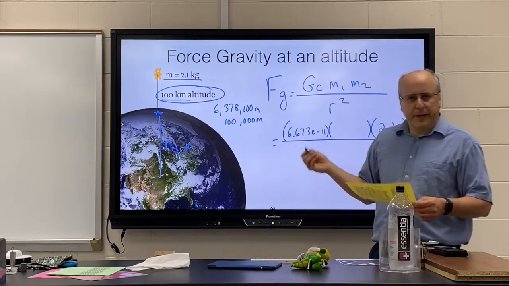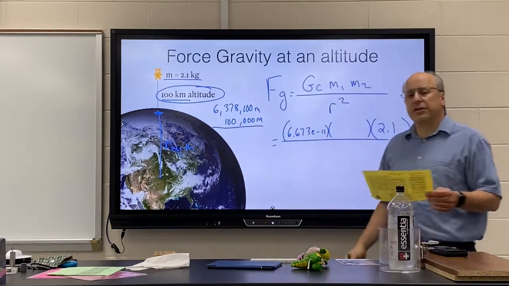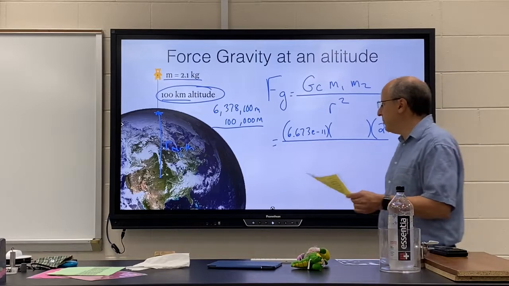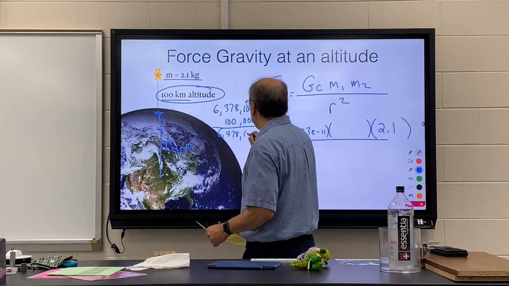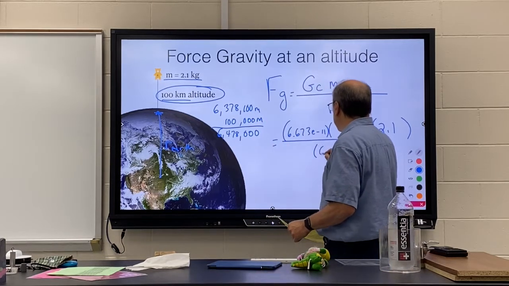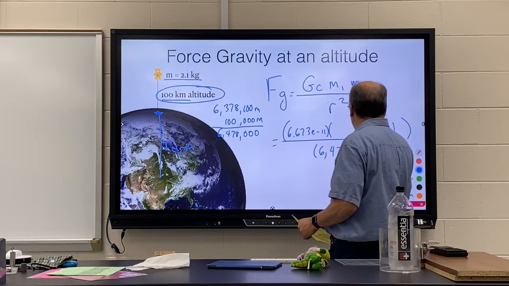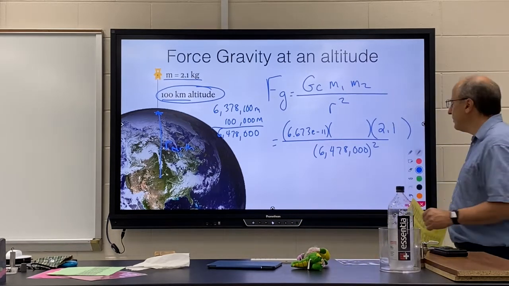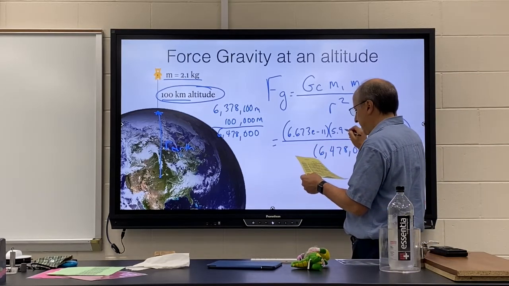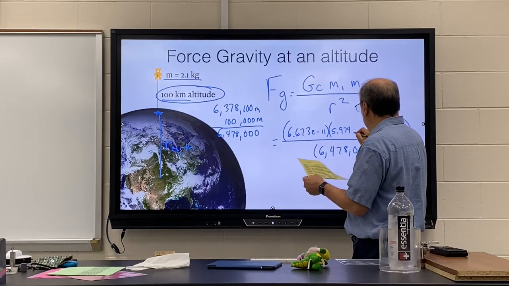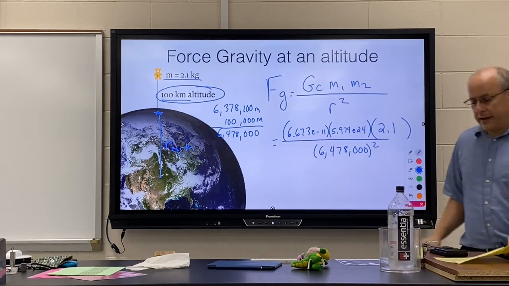Don't add 100 meters. That's not how high up the satellite's going to be. It's 100 kilometers, which is 100,000 meters. So when you add them, you're going to get 6,478,000. Don't forget to square it. And again, for the mass of the Earth, find the value off that reference sheet. And plug in and get your answer.